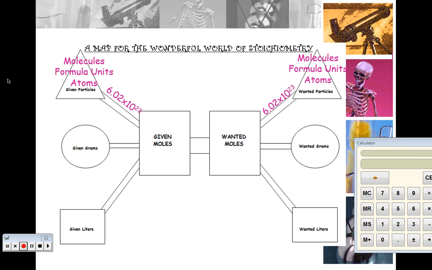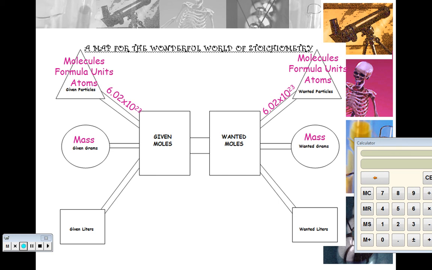Now let's switch gears to grams. If you have grams and you want to find the grams of wanted stuff, can you go directly from given grams to wanted grams? You have to convert it first to what? The moles of given, and then convert that to moles of wanted, and then go to the wanted grams. How do we convert from grams to moles? Using what? You have to use a periodic table.